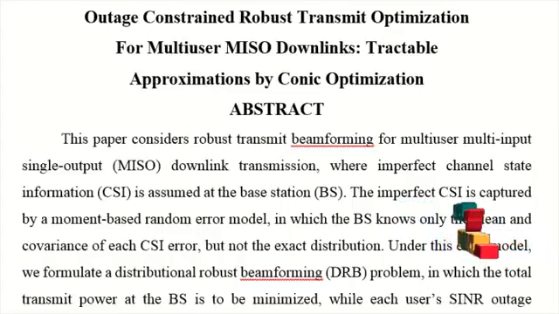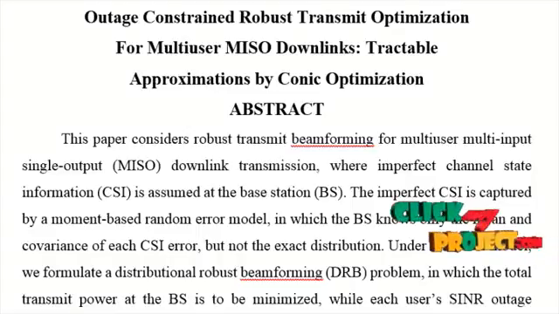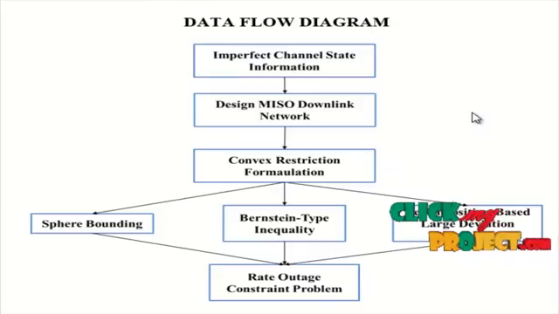Outage constraint robust transmit optimization for multi-user MISO downlinks: tractable approximation by conic optimization. In addition to the rate constraint formulation, which is the main focus of the aforementioned main manuscript, we demonstrate how the proposed methods can be used to tackle the max-min fairness formulation and the achievable rate region characterization problem. Let me discuss the flow diagram for our process.